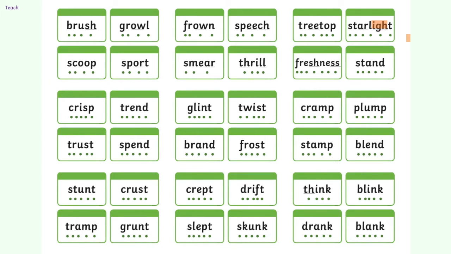Okay, so we're going to do things a little bit differently from here. What we're going to do is think back to the suffixes, so that's the endings of words that we've looked at so far over the past couple of weeks, and we're just going to remind ourselves what they are and have a go at recognizing the correct spellings.